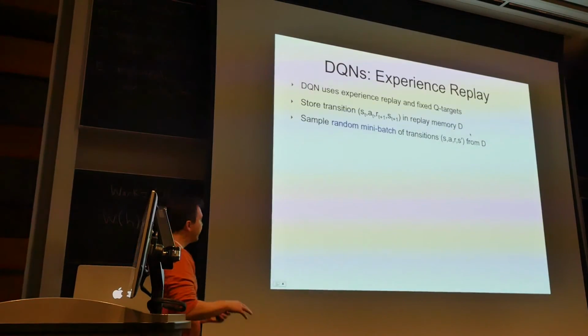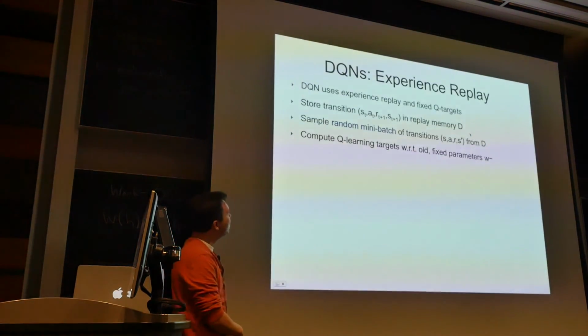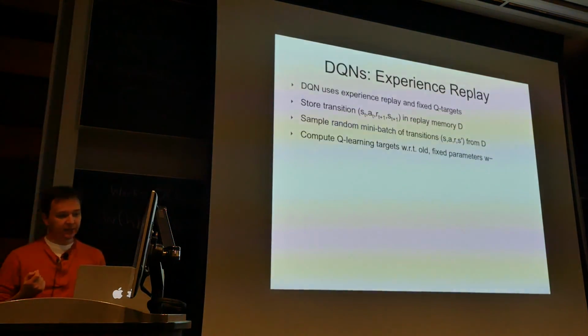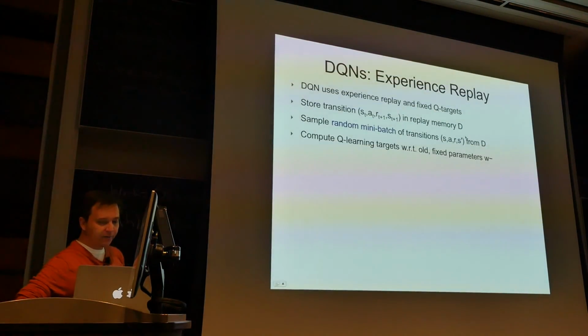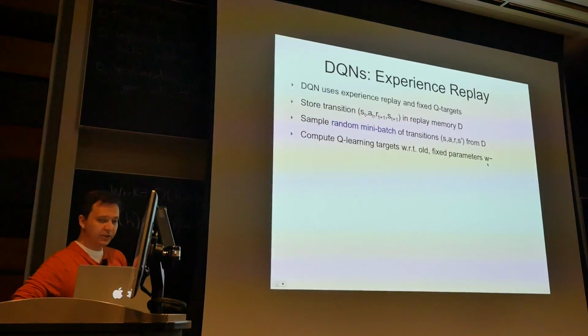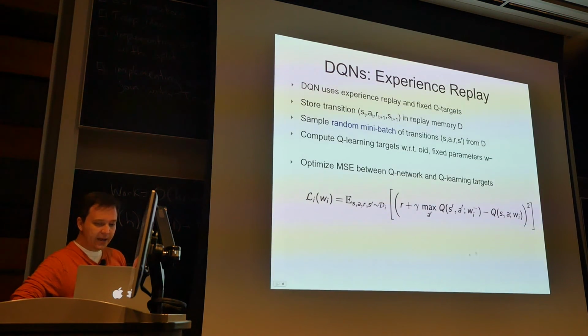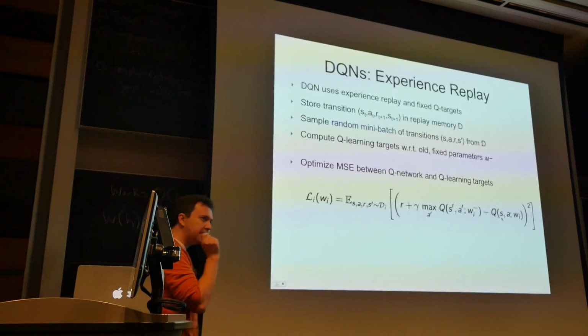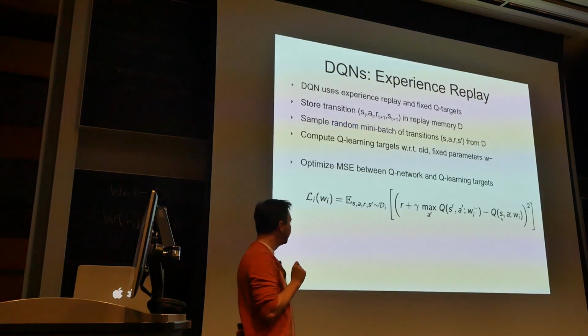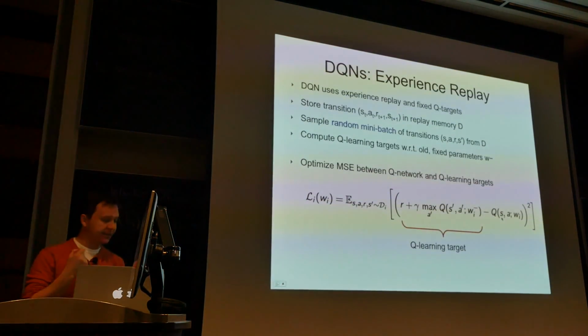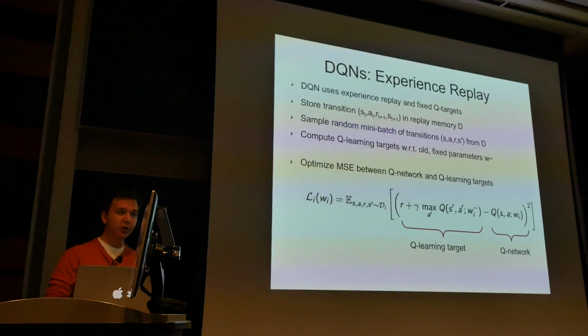So you always sample a random mini batch. You compute Q learning targets with respect to old fixed parameters W tilde, and then you optimize this objective. The targets here are being computed using old parameters. You still have to run it through your Q network to get this value, and this now becomes the target. That's the whole idea behind learning these models. So this becomes the Q learning target, and this is your Q network.